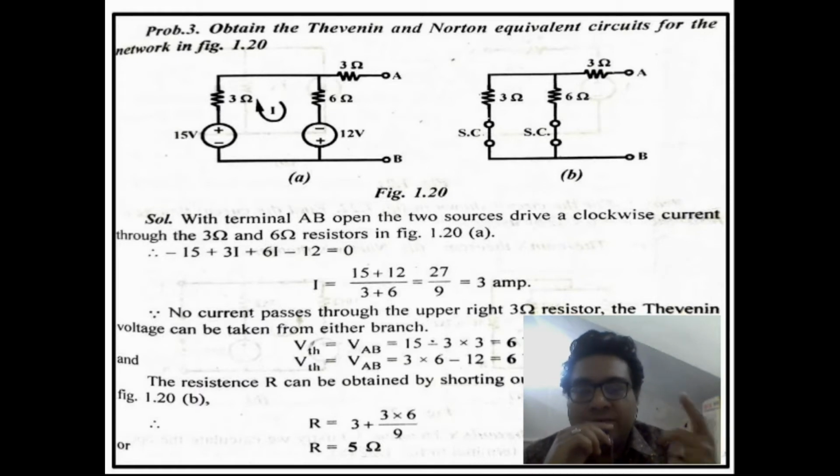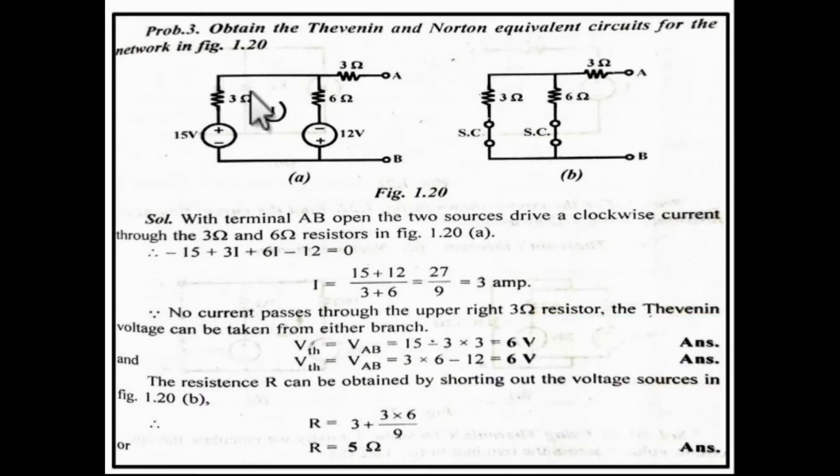Finding out the current. So you can directly find out the current. Current will flow in this loop. The 15 volt voltage source is greater than 12 volt. If there are two voltage sources, then you must see which one is greater. So the 15 volt source is greater, so current will be in the clockwise direction. Also this voltage source is added, because the current flows in the same direction. So what will be the current?